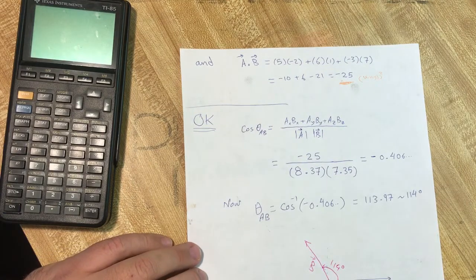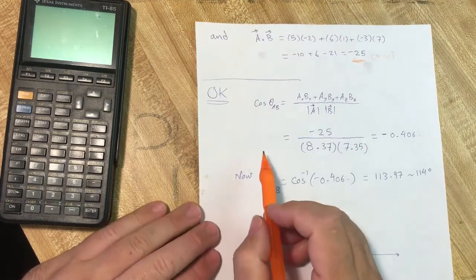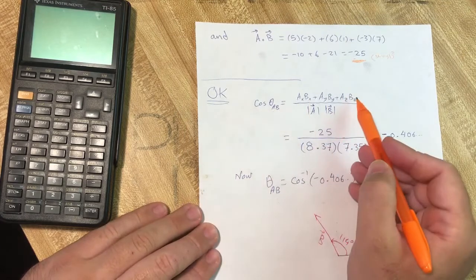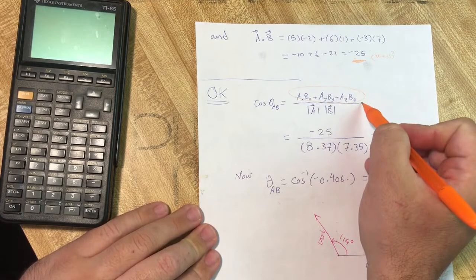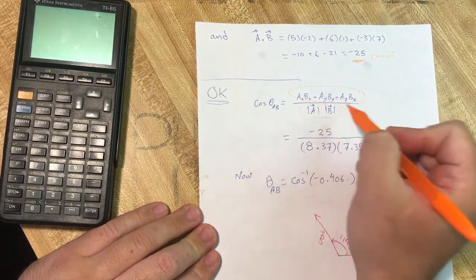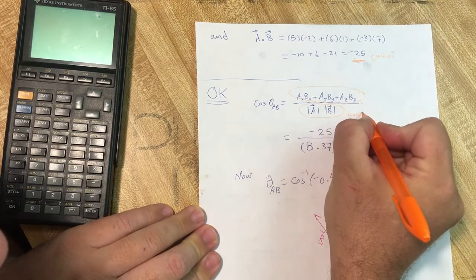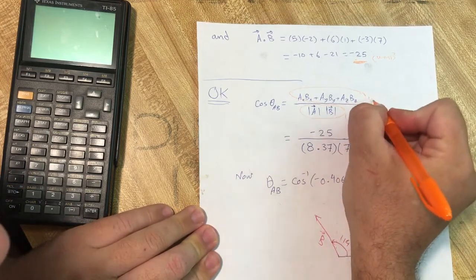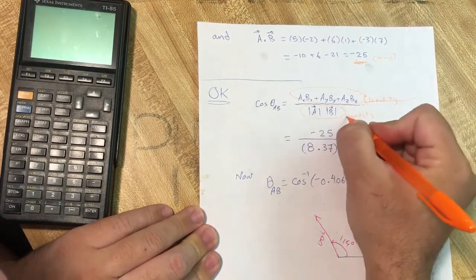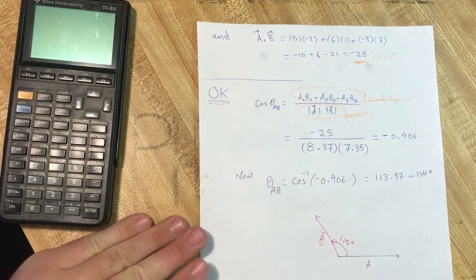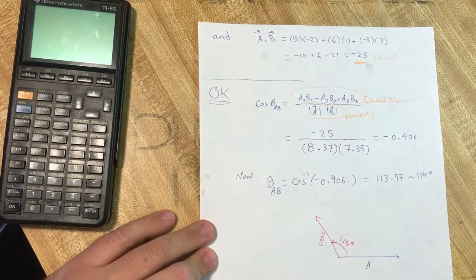Okay, now we need to use this formula. It is easy. Cosine theta AB is equal to the scalar product using the components over the lengths. The lengths are in units squared, and here we have the same units squared, so they cancel each other. So the cosine theta will be unitless.